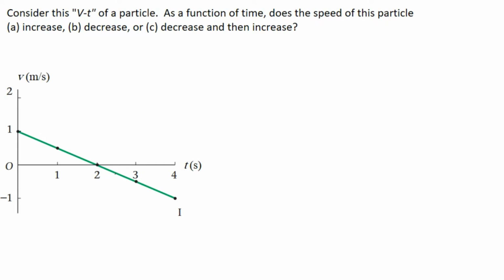So here we are given this VT graph, and we need to tell that as a function of time, does the speed of the particle, option A, increase or decrease, or first decrease then increase. So we have to tell which of these options are correct. Let me first discuss some important topics related to this question, and then at the end of the video we'll discuss this question.